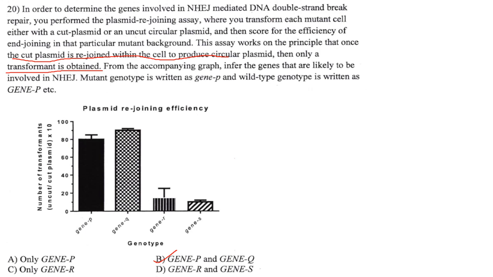Mutant genotype is written as small letter gene P and wild type genotype is written as capital letters gene P, etc. So if you see the graph, you can see that maximum transformation, that is number of transformants obtained, is more in the case of gene P and gene Q. Is more for them. So the answer here will be gene P and gene Q. Answer is option B.